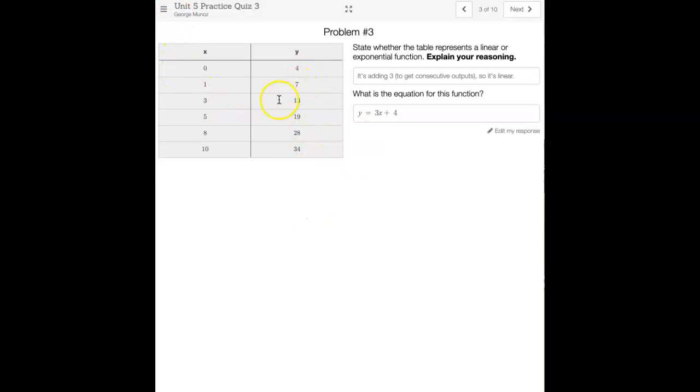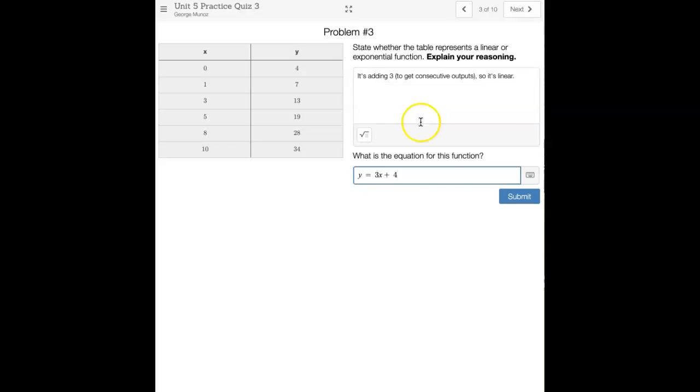So, anyhow, it is definitely adding 3 to get consecutive outputs, and remember these last 4 are not consecutive, so we'd have to figure out what's missing to see that it is definitely adding 3 to get consecutive outputs. And then your initial value, where x is 0, y is 4, so 4 is your initial value, and it's linear because it's adding 3, as it says here.